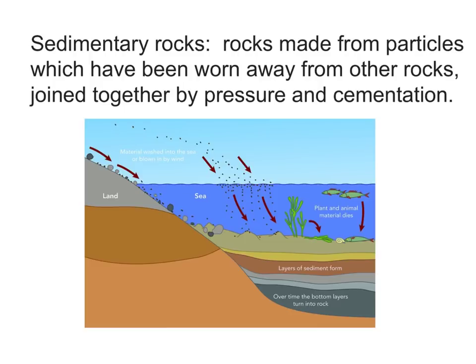Over time, those little pieces of rock that get broken down can layer up. This often happens underwater. And over a period of time, they can get cemented together by the pressure of other layers over the top of them and by dissolved minerals that are in the water. And they can form a solid rock we call a sedimentary rock.